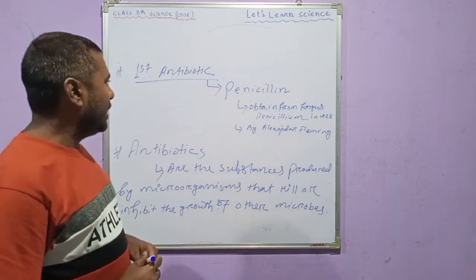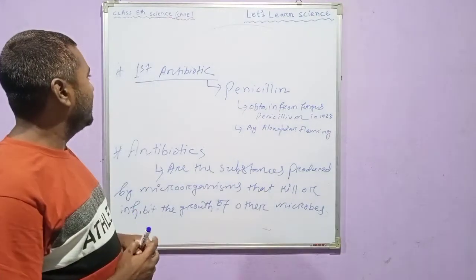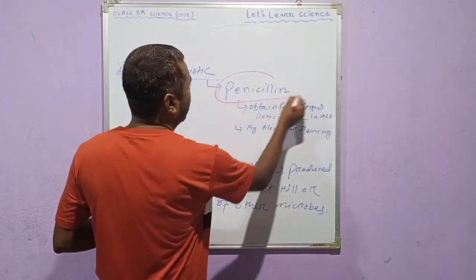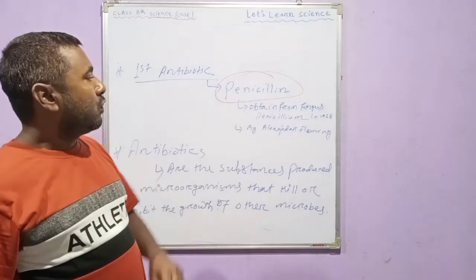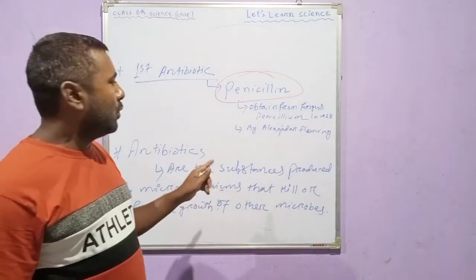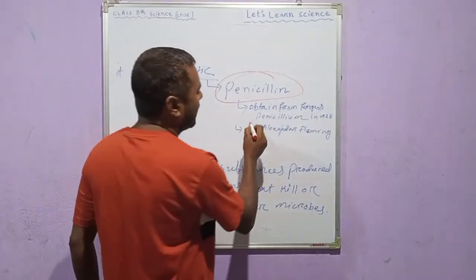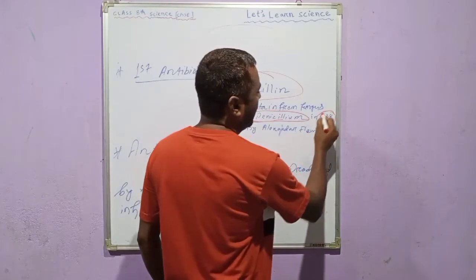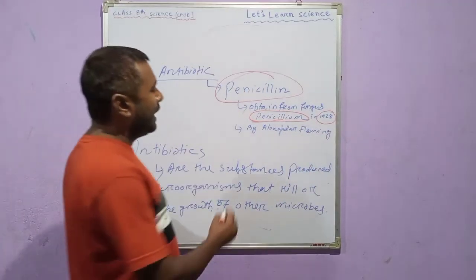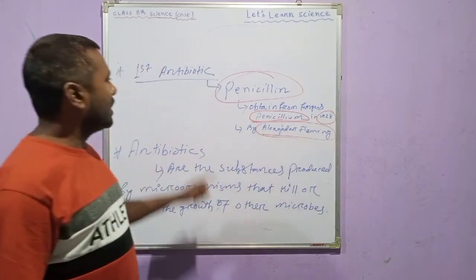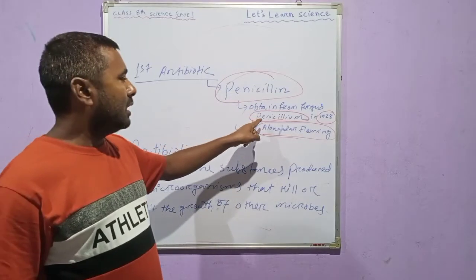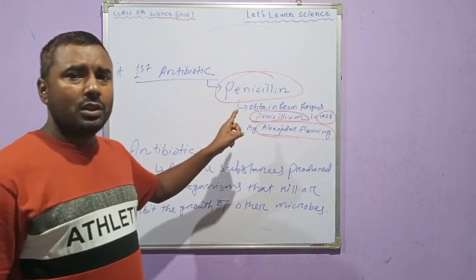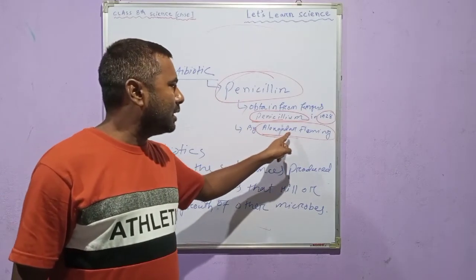Before learning about antibiotics, we should know a brief history about them. Which one is the first antibiotic? That is penicillin. From which microorganism is this antibiotic obtained? It is obtained from a fungus, and the name of the fungus is Penicillium. In which year? In the year 1928. By whom? By Alexander Fleming. So the first antibiotic is penicillin, obtained from the fungus Penicillium, and it was first found by Alexander Fleming.